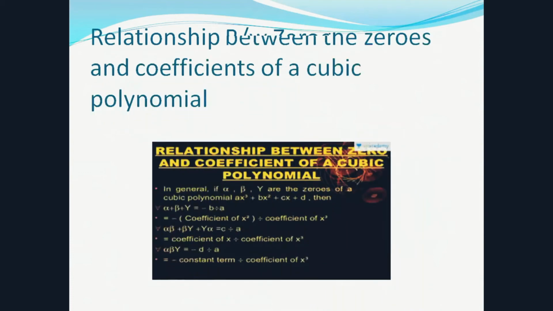Now we will see the relationship between the zeros and coefficients of a cubic polynomial. In general, if alpha, beta, gamma are the zeros of a cubic polynomial, then alpha plus beta plus gamma equals minus b by a. Alpha beta plus beta gamma plus gamma alpha is equal to c by a, and alpha beta gamma is equal to minus d by a. Here also, like I did earlier, we will consider a, b, c, and d by looking at the algebraic expression.